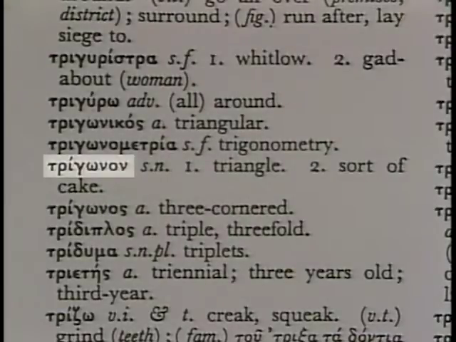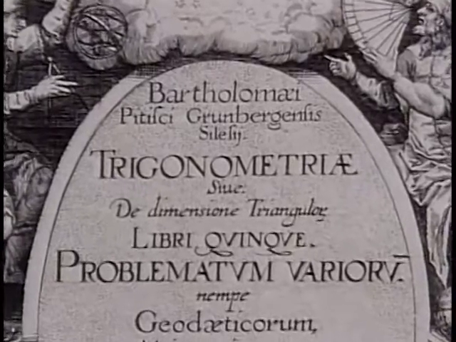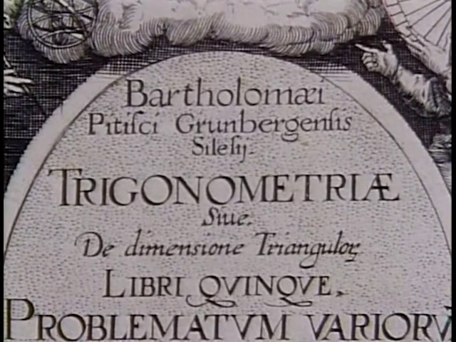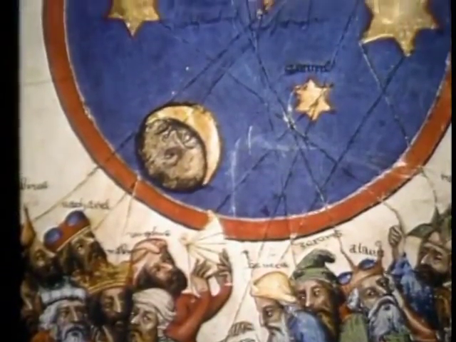The word trigonometry comes from two Greek words, trigonon for triangle and metron to measure. Bartholomeus Pitiscus introduced the word in this book, published in 1590. The subject itself evolved from ancient astronomy.